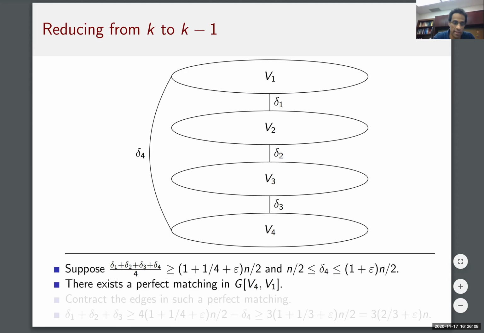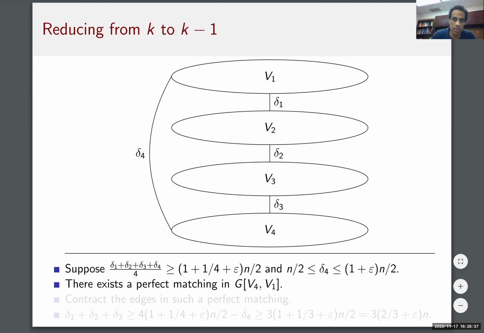So one thing we have is that there has to be a perfect matching between V1 and V4. I didn't say it before, but we've used this fact before: here we have a balanced bipartite graph with parts of size n, and if the minimum degree is n over 2, you get a perfect matching. That follows from Hall's theorem, or you can prove it without using Hall's theorem. It's not hard to prove, but it definitely follows.